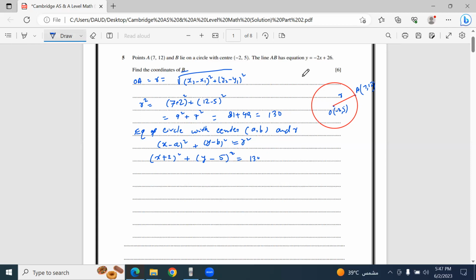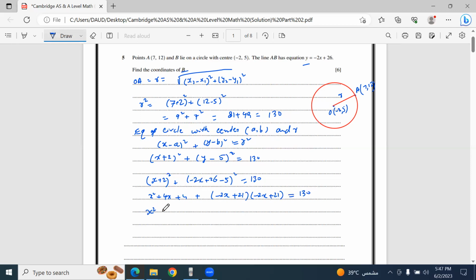So how to find the point of intersection? By substitution, by elimination, by comparing. So I will replace the value of y in this equation of the circle. That becomes x plus 2 whole square plus minus 2x plus 26 minus 5 whole square is equal to 130. After this, we can expand: x squared plus 4x plus 4 plus, here we can write minus 2x plus 21, squared, is equal to 130.